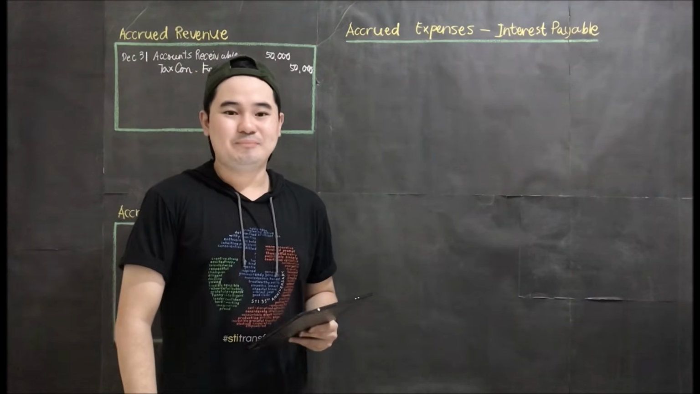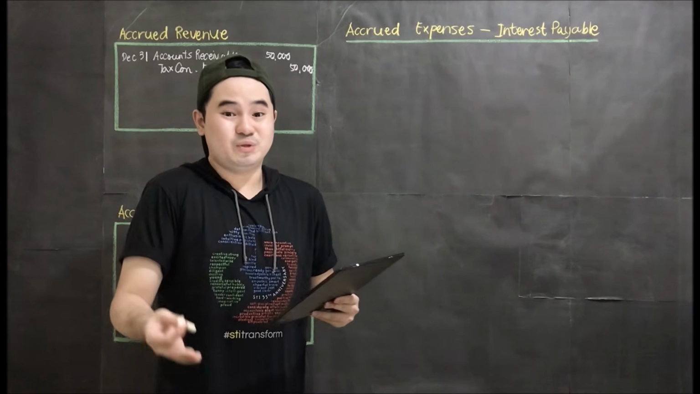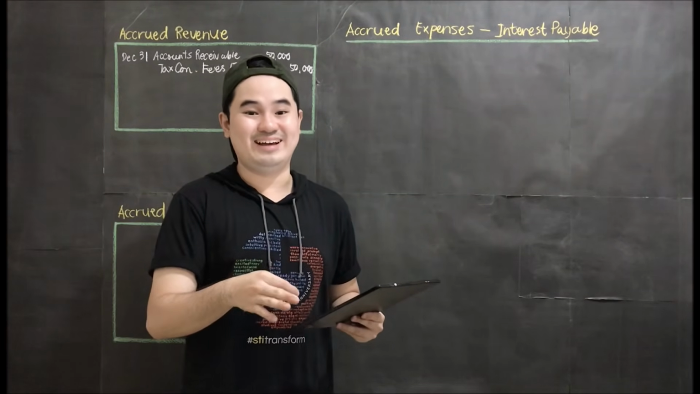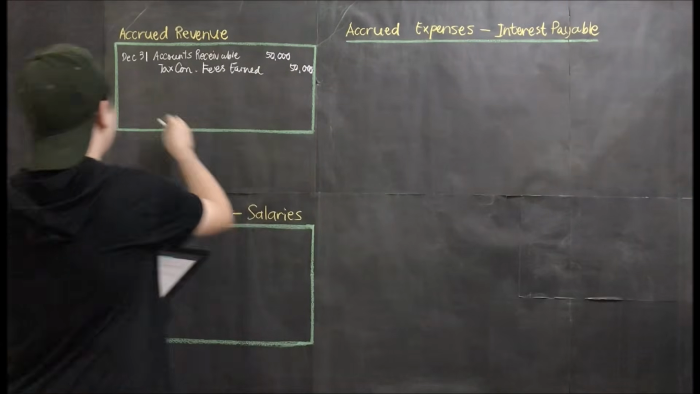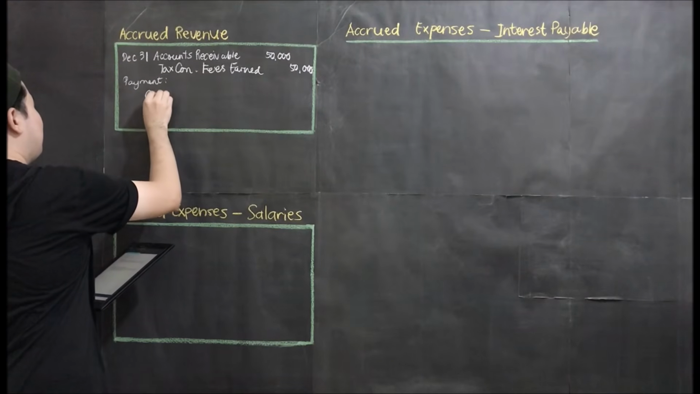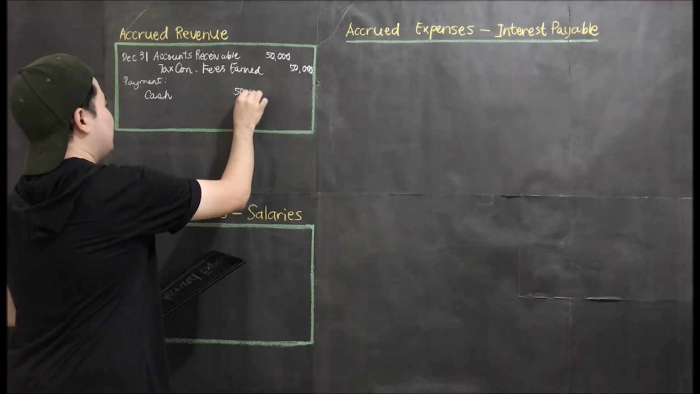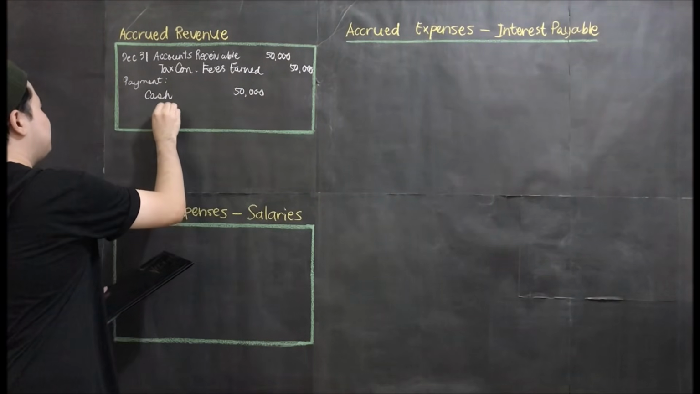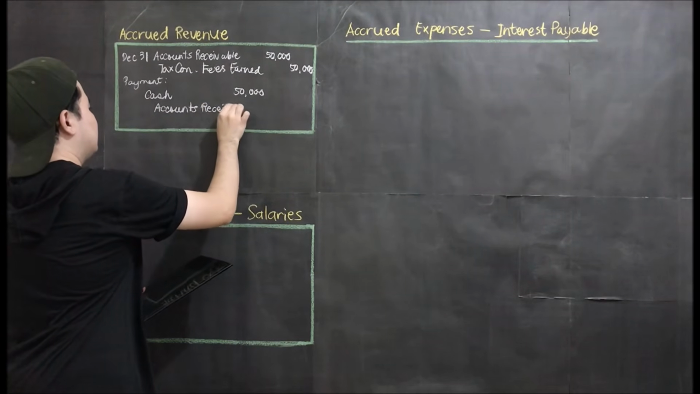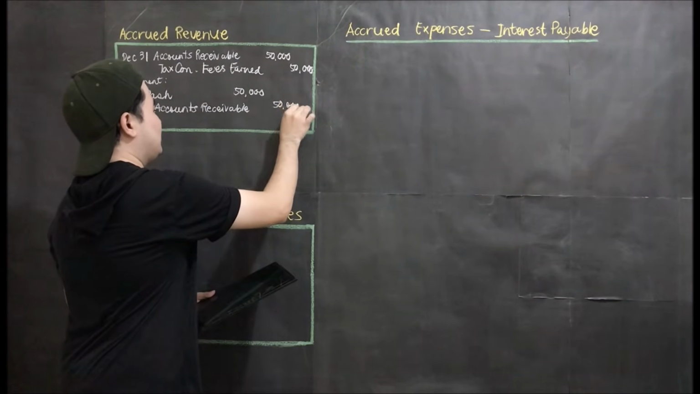Now, let's say, for example, ABC Company will be paying Lipana Tax Consultancy next year. So, what will be the entry for the receipt of the payment? Simple lang, parang how we do it in our journal entries last time. So, the entry for payment would be debit cash for the receipt of payment, which is 50,000, and then credit accounts receivable for 50,000. Okay?